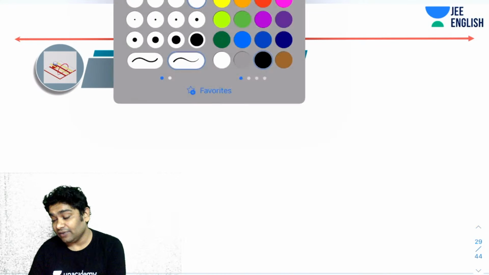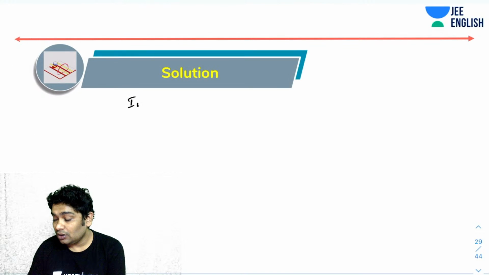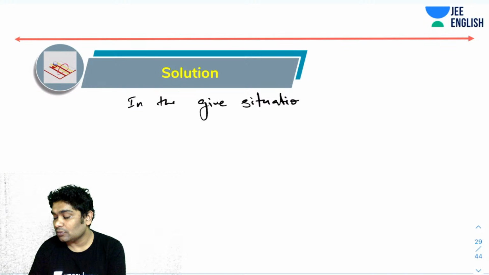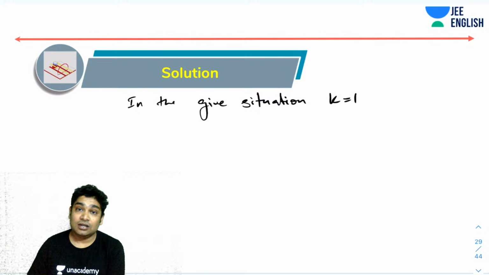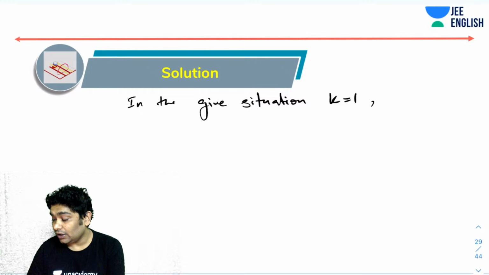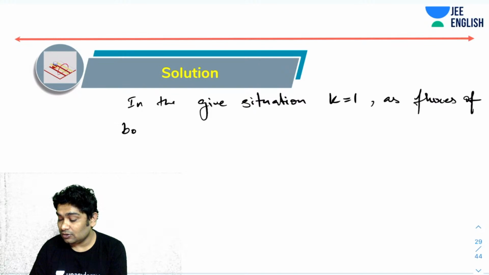So in the given situation, K will be 1 as the fluxes of both coils will be completely linked, right?